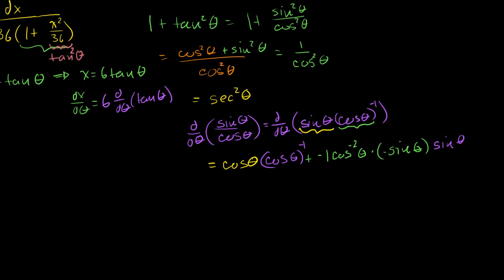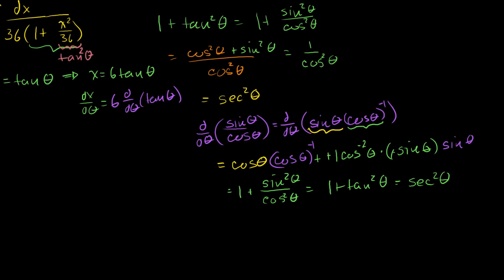So what does this equal? These cosine of theta divided by cosine of theta, that is equal to 1. And then I have a minus 1, and then I have a minus sine of theta. So that's plus, plus. And what do I have? I have sine squared, sine of theta times sine of theta, over cosine squared. So plus sine squared of theta over cosine squared of theta, which is equal to 1 plus tangent squared of theta. Well, what's 1 plus tangent squared of theta? I just showed you that. That's equal to secant squared of theta. So the derivative of tangent of theta is equal to secant squared of theta.